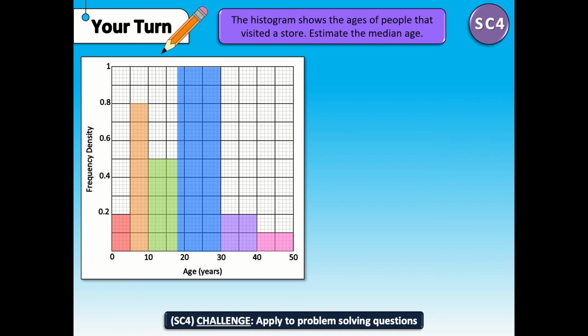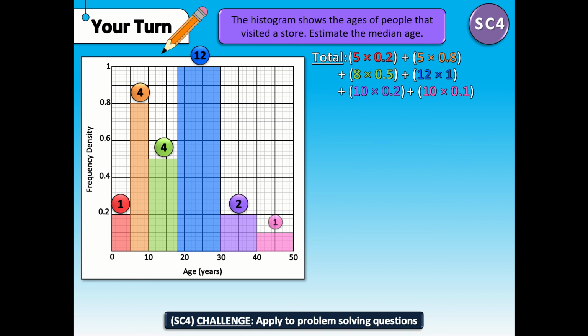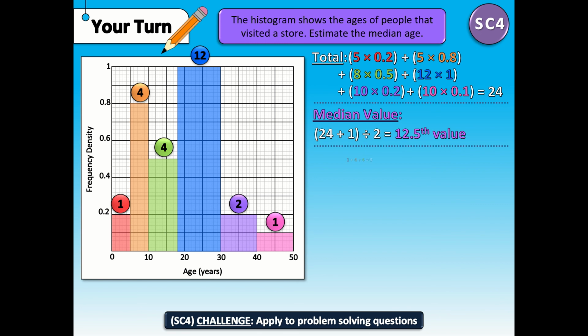So for this question, we need to work out an estimate for the median age. So we start by working out the total. So there's 24 people in total. So the median value is going to be the 12.5 value. So we need to work out where that is. Now the first 3 bars represent the first 9 people. So we need 3.5 more of the 4th bar.